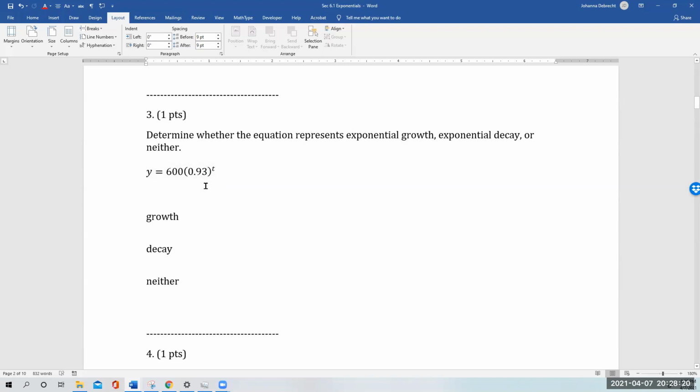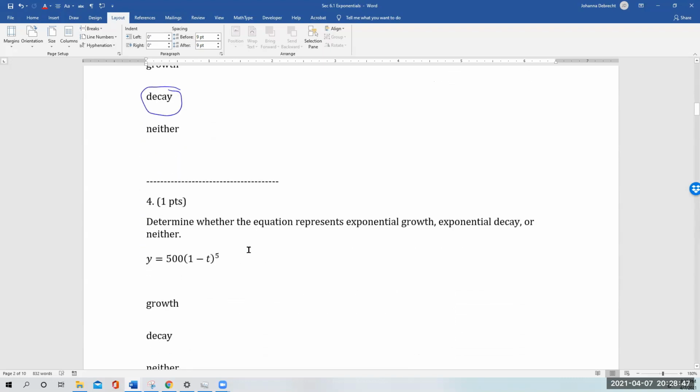And the base of this exponential is 0.93. Because the base is less than 1, that means it's a fraction. And when the fraction is raised to the t power, it will decay. That means as time goes on, it gets smaller and smaller, and the rate of decay gets smaller each time. And that means that this is a decay problem. Let's take a look now at our next problem.